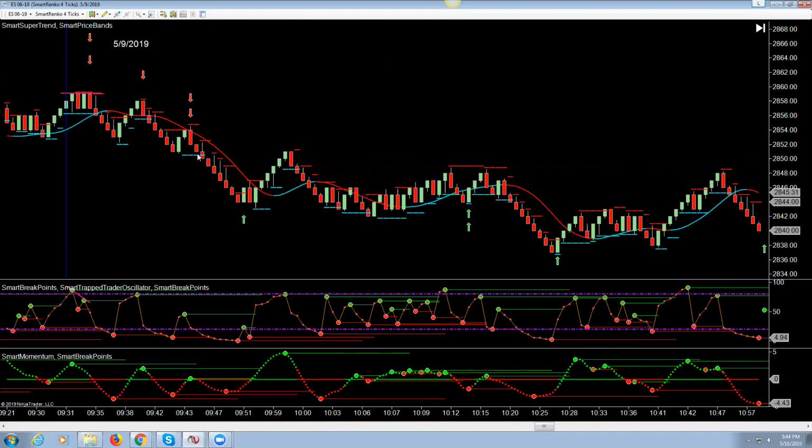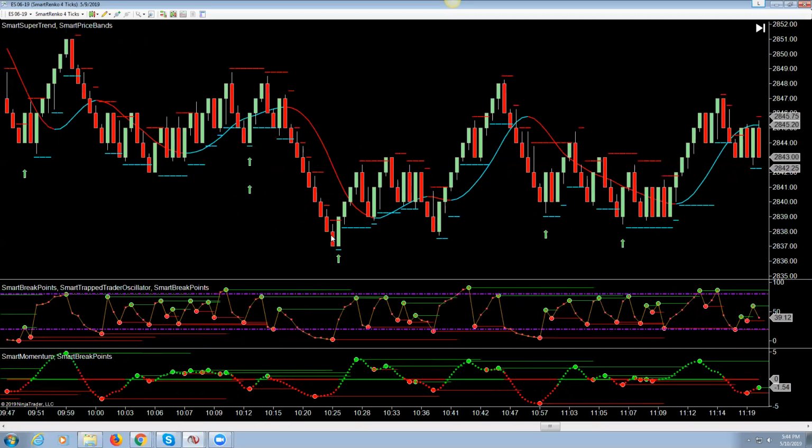Here's some space, room to grow. It goes down. Here's an SST break. Okay, we're going up. Here's some spacing. This only goes up about 2.5 points before it reverses, so that signal was just early. But we get those. We get some that only go 2 or 3 points in our favor.